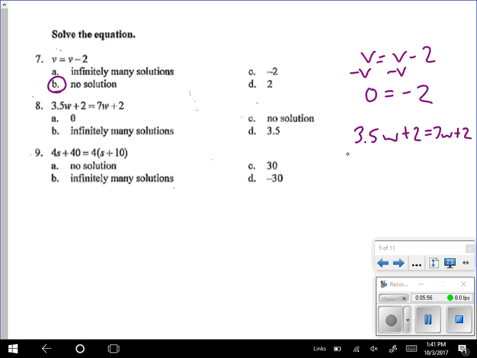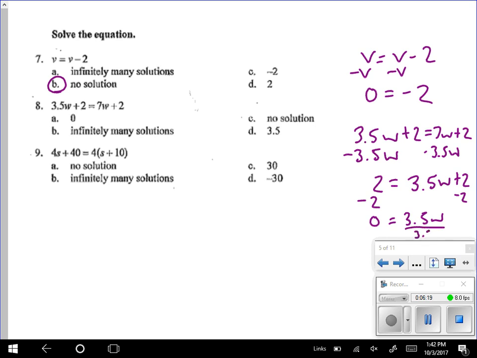If we look at 8, we have 3.5w plus 2 equals 7w plus 2. So I'm going to try to get all my variables to one side. I'm going to subtract 3.5w because I have a positive 3.5w here. So I end up with 2 equals 7 minus 3.5 would give us 3.5w plus 2. Then I'm going to subtract 2 from both sides, so I have 0 equals 3.5w. And I'm going to divide by 3.5 on both sides, so 0 is our answer. 0 equals w.